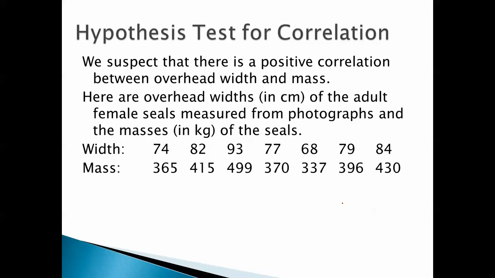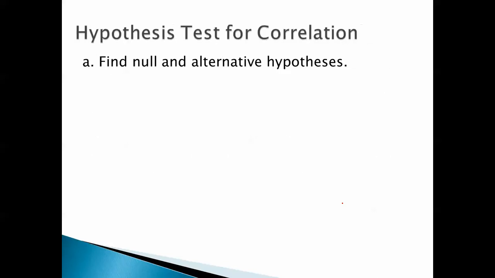We suspect that there is a positive correlation between overhead width and mass. Here are the overhead widths in centimeters of the adult female seals measured from photographs, and the masses in kilograms of the seals. Find null and alternative hypotheses.